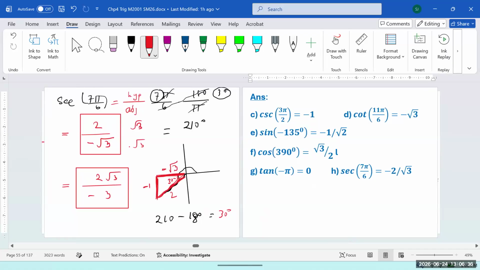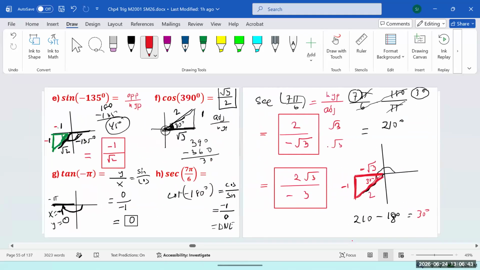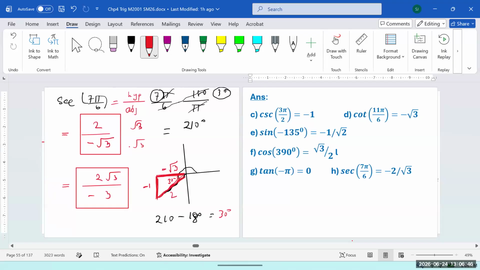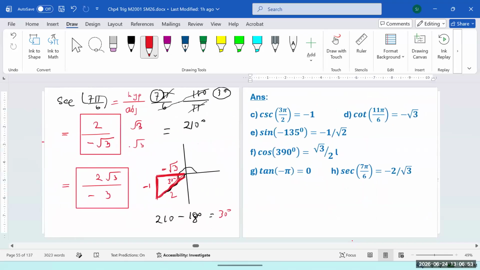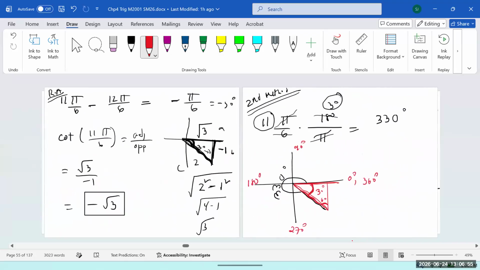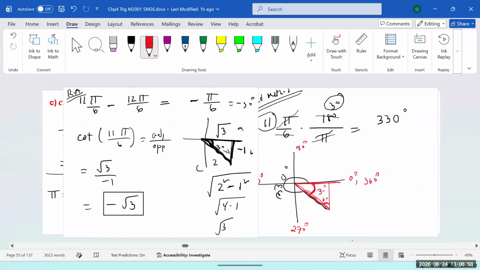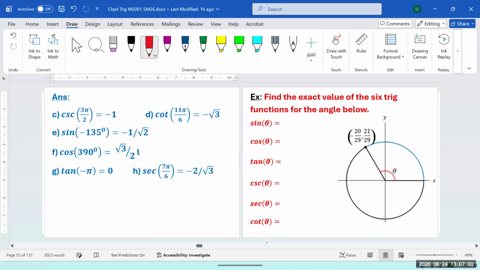Okay, so let me check. We have negative 2 over 3. Then we got 0, correct. Then root 3 over 2, correct. And then negative 1 over root 2, correct. And then we have root 3, yep. And then the first one is negative 1. Is it? Yep, negative 1. So yeah, everything we did is correct. Great.